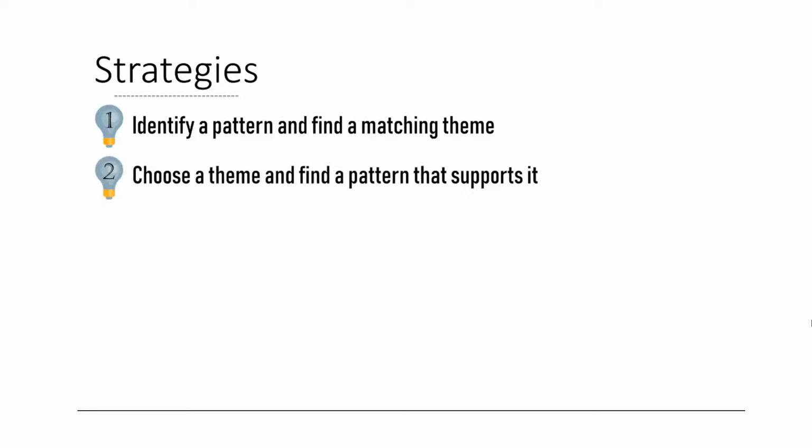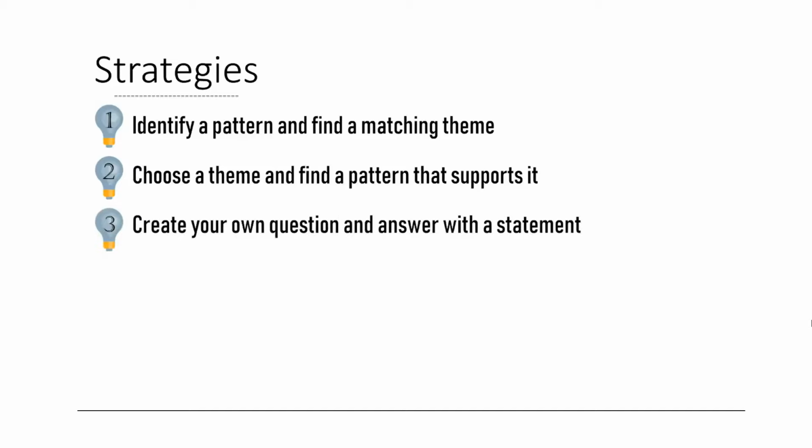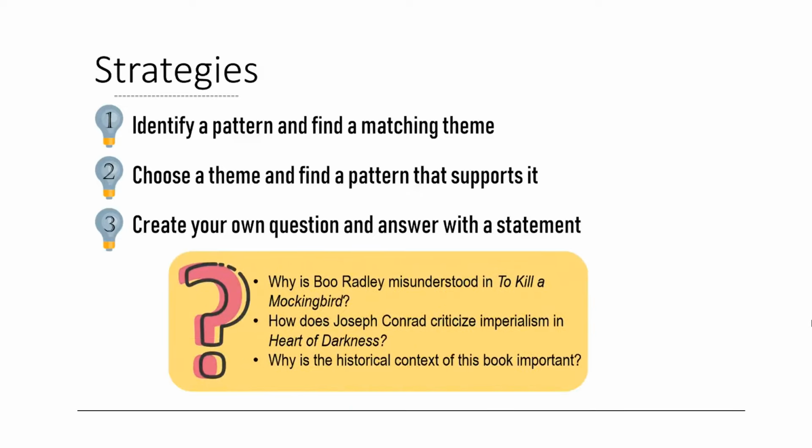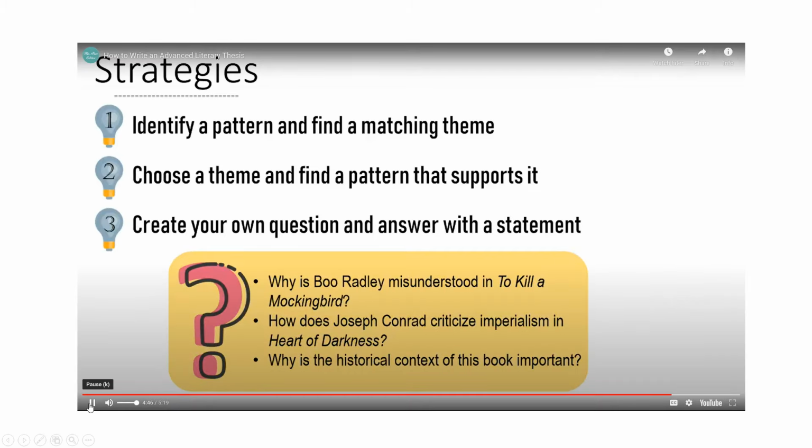Your second strategy is to choose a theme first and find a pattern or a device that supports that theme. So here you're working backwards. You're starting out with your universal theme statement, the significance of the book. And your third strategy, my personal favorite, is to create your own question and answer with a statement. So here are 3 sample questions that you could use. The first one is, why is Boo Radley?